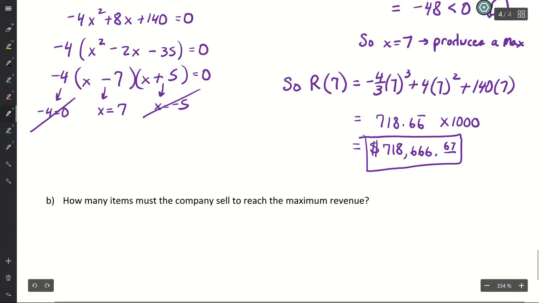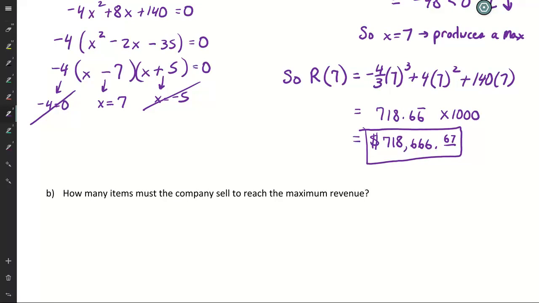All right, and then from here, the last part was how many items must the company sell in order to reach that maximum revenue? And we've already found that. So on that one, we'll say x must be 7 items to get that maximum revenue.